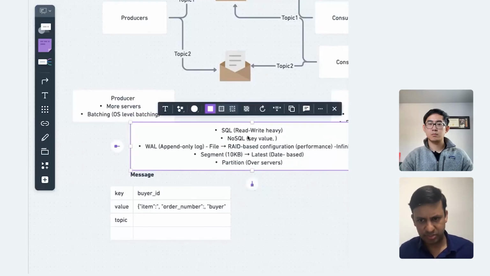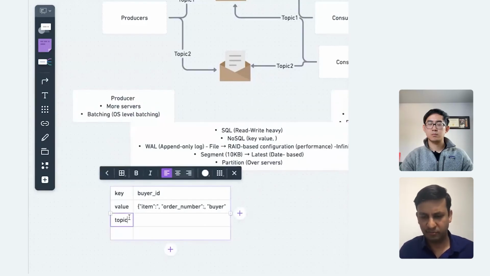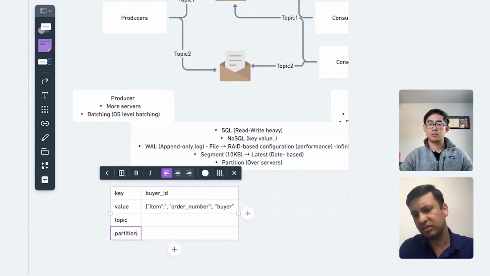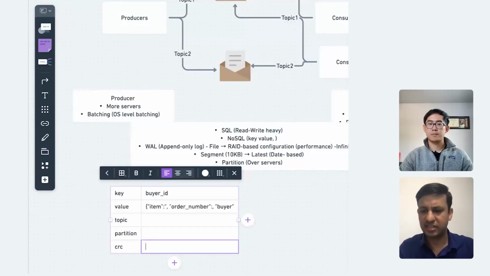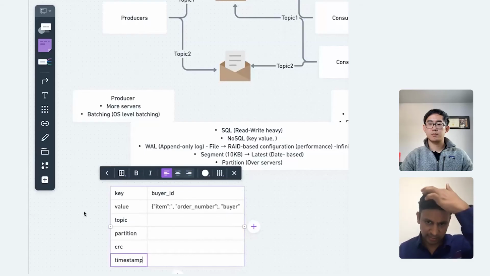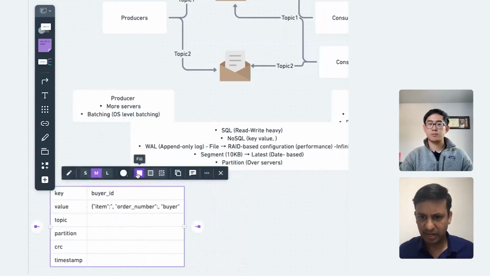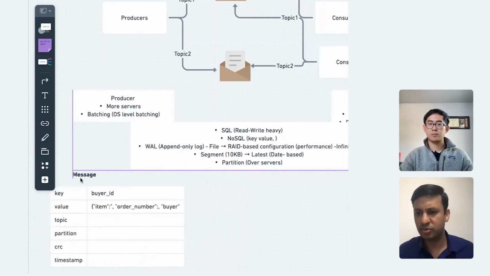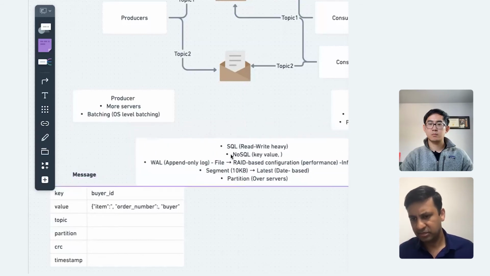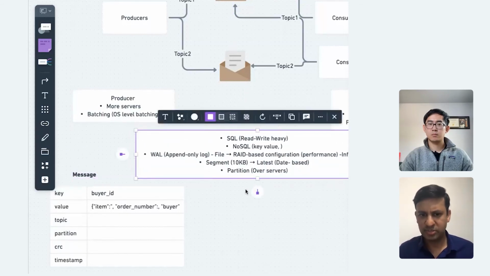So that's from the storage perspective, and I'll go with the message having a topic, and in that case, if you want partition, then I would say some kind of checksum, CRC and timestamp, so I can have these things in the message that is going to be circulated and stored. So that's from the storage perspective. But here I just talked about the data storage.